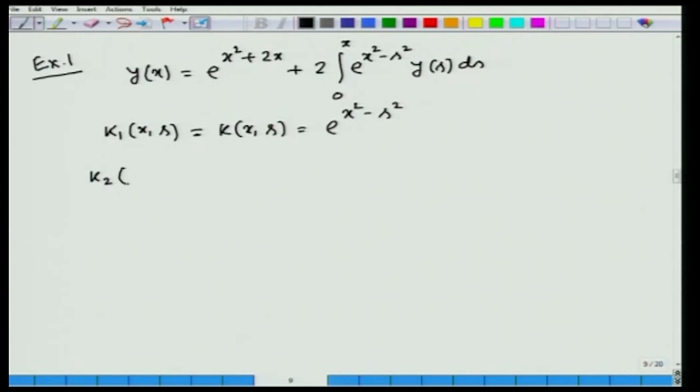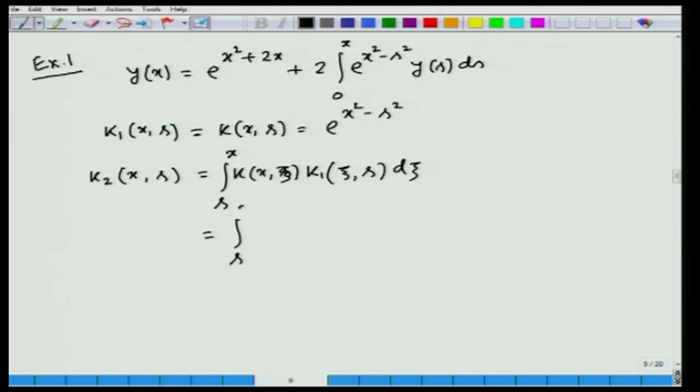Then the second iterated kernel, K2(x, s), is equal to the integral from s to x of K(x, ξ) K1(ξ, s) dξ. So this is equal to the integral from s to x of e to the power x² minus ξ² times e to the power ξ² minus a² dξ. This will be equal to e to the power x² minus a² multiplied with (x minus s), because the minus ξ² plus ξ² will cancel in the index of the exponential. So e to the power x² minus a² comes out of the integral sign, and integrating dξ from s to x, we have e to the power x² minus a² times (x minus s).